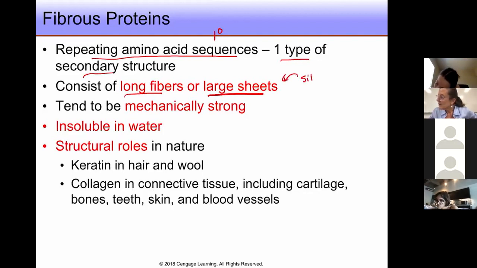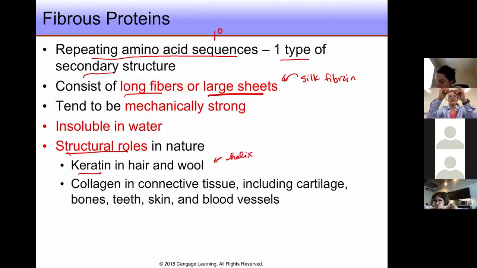Silk fibroin. Silk is made up of silk fibroin, and that is mostly beta sheet. Wool is made of keratin. So, structural roles: keratin in hair and wool. And this is mostly helical. It's a coiled coil.